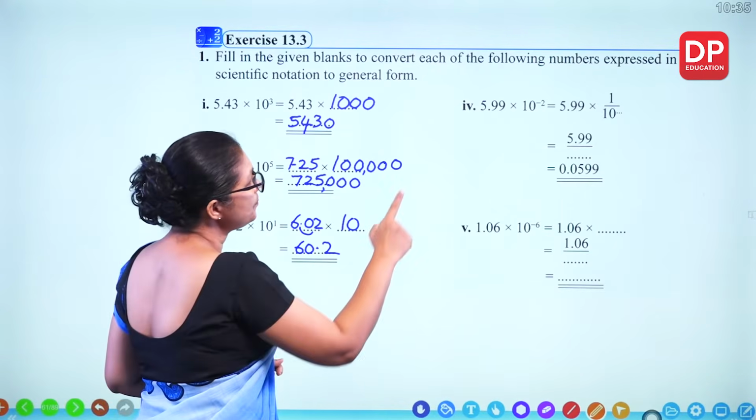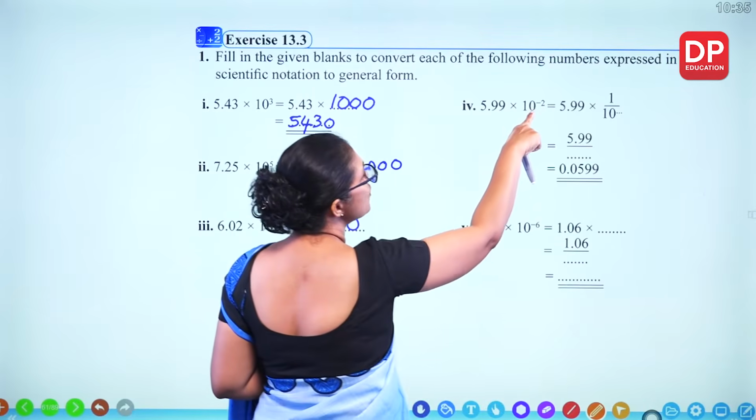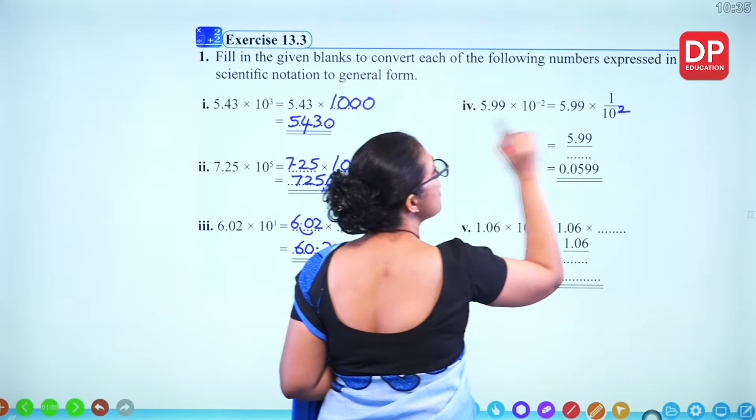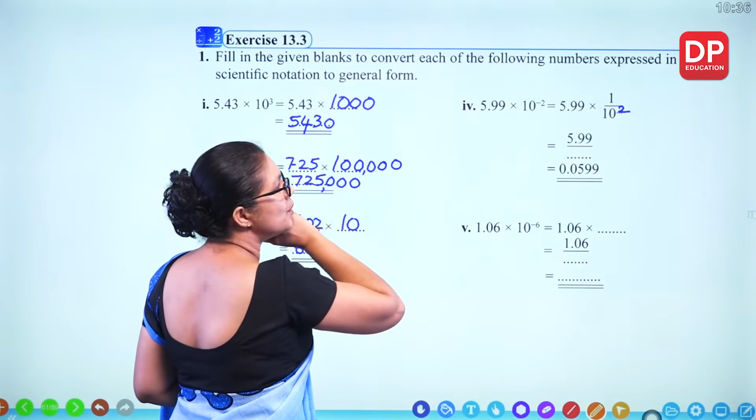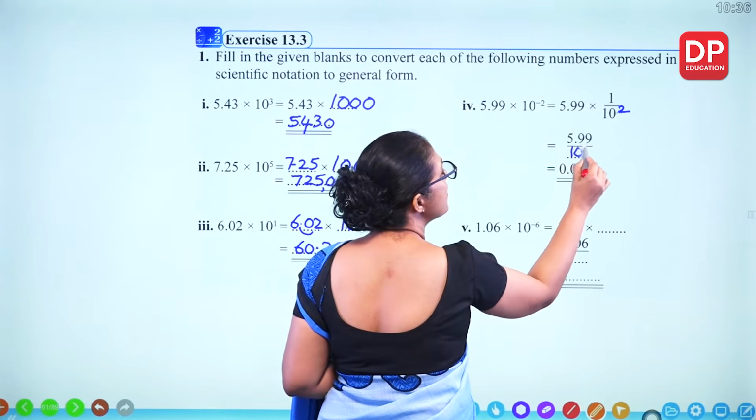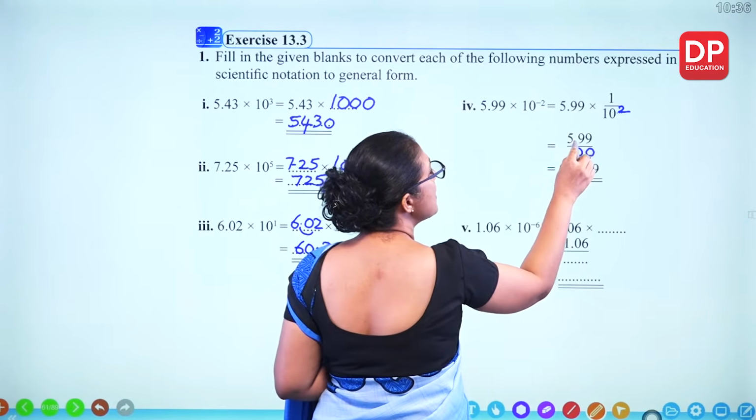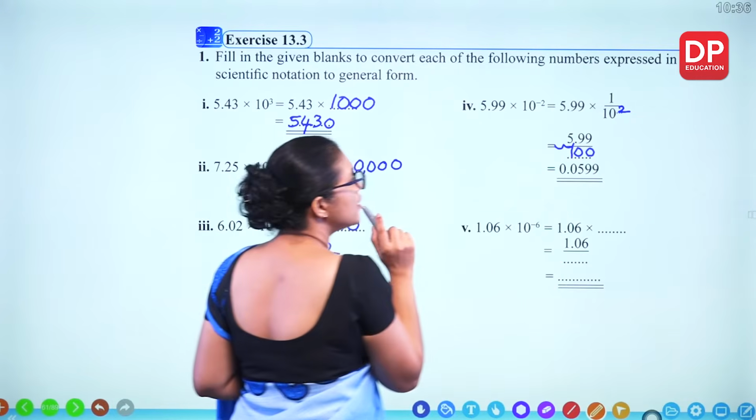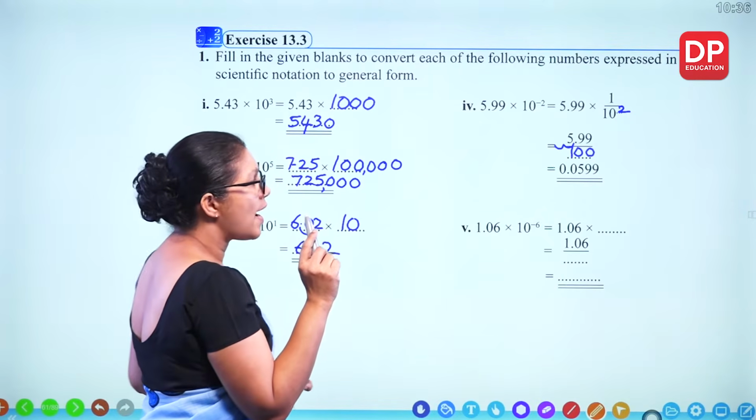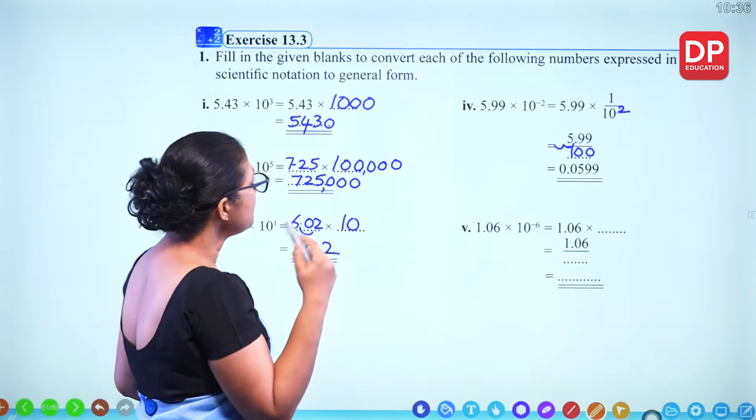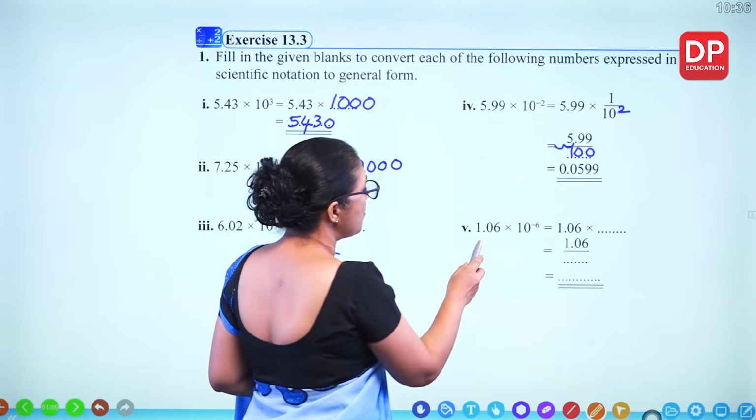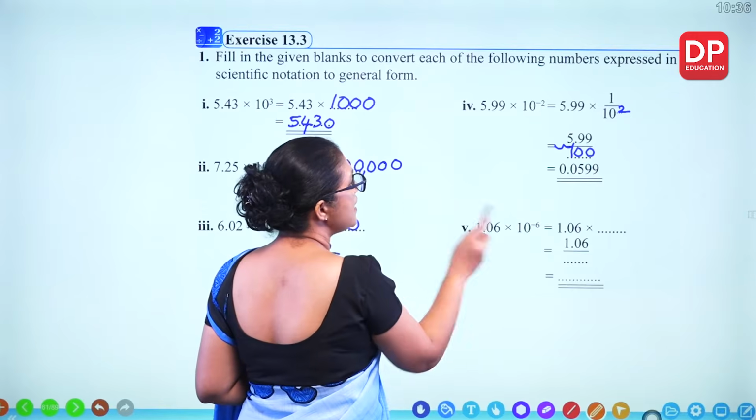This one, 10 to the power minus 2 means divide by 10 to the power positive 2. That means divide by 100. Move the decimal place 2 places to the left. So you get 0.0599.